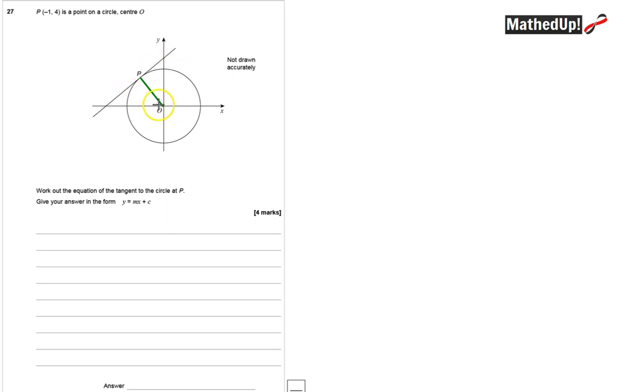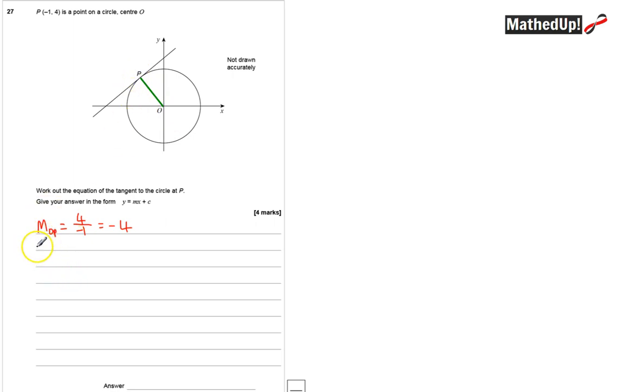So our first job here is we need to work out what the gradient of the line OP is. So we can say, well, we know that it's going to be the change in y divided by the change in x. So we're going to call that the gradient of OP, and that's going to be the change in y, which is 4, and the change in x, which is -1. So that's going to be 4 divided by -1, which I know is going to be -4. So that's going to be the gradient of OP.